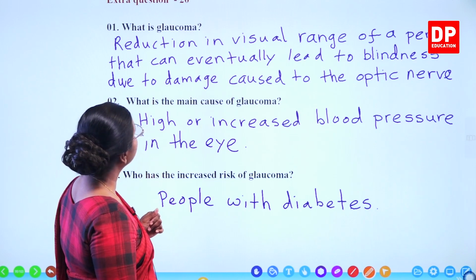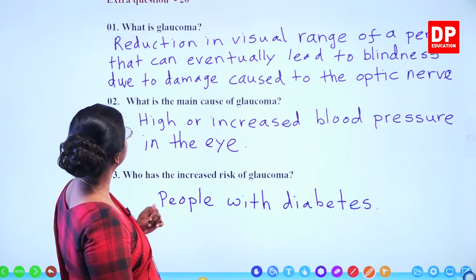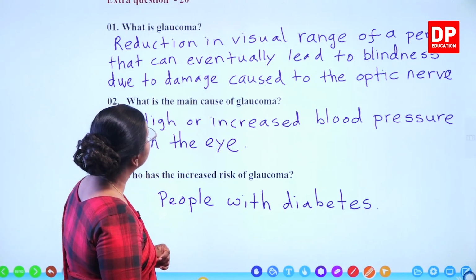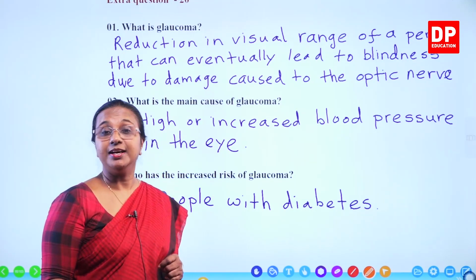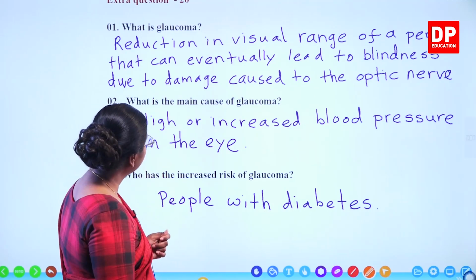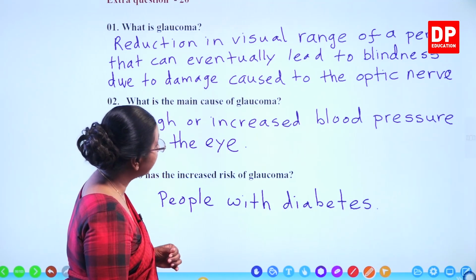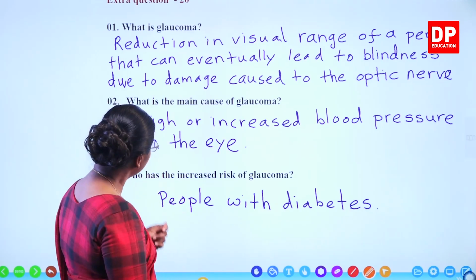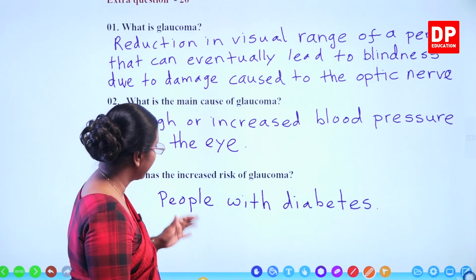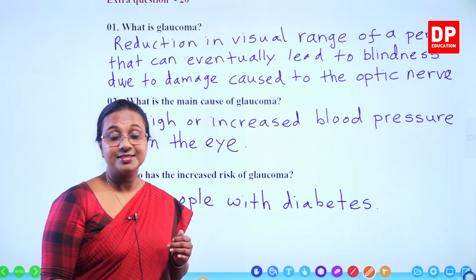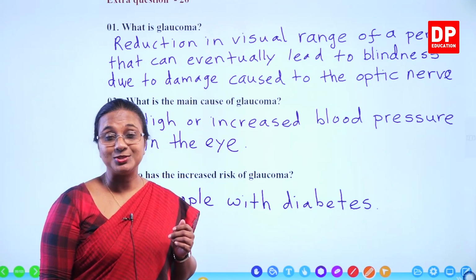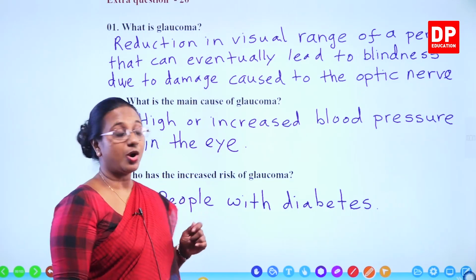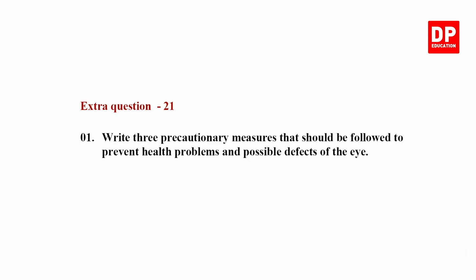What is glaucoma? Reduction in visual range of a person that can eventually lead to blindness due to damage caused to the optic nerve. Then what is the main cause of glaucoma? High or increased blood pressure in the eye. And who has the increased risk of glaucoma? People with diabetes. I am sure you were also able to answer all these questions correctly. With that, I will move on to the next question.